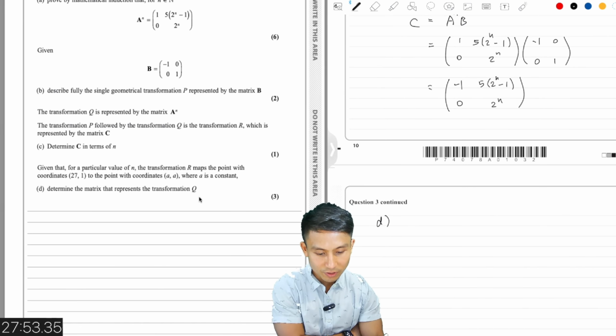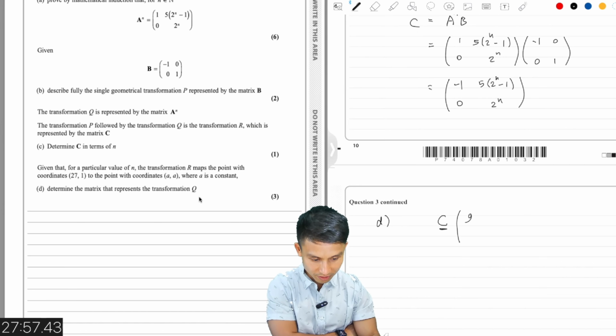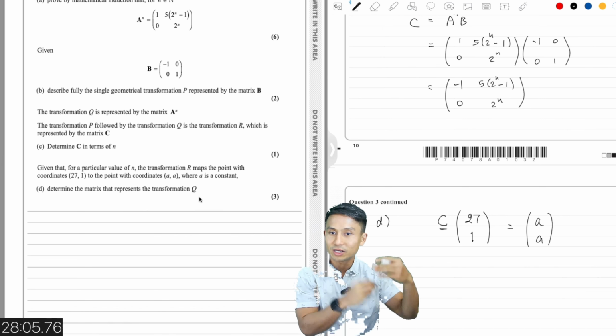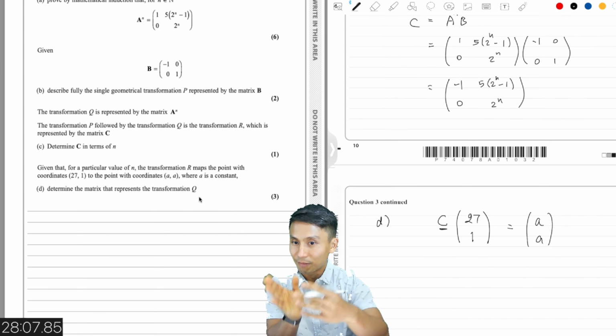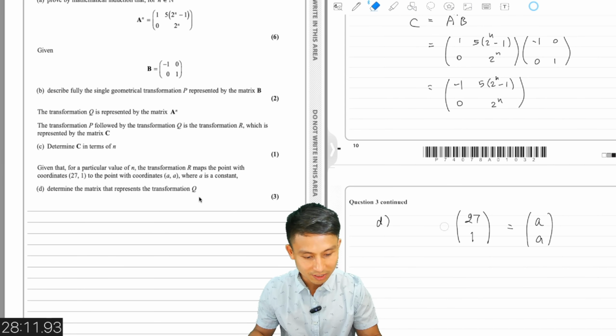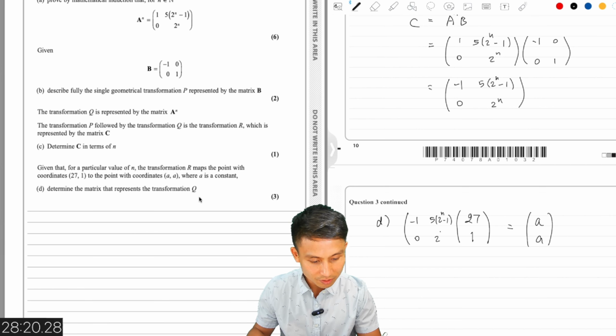Okay, so basically we're going to do matrix C multiplied with the coordinate (21, 27, 1) and put it equal to AA like this. So (27, 1) is the original point. Map that to the point with coordinate AA. And the matrix C is basically just the one we got earlier, which is minus 1, 0, 5 times 2 to the n minus 1, and then 2 to the n here.